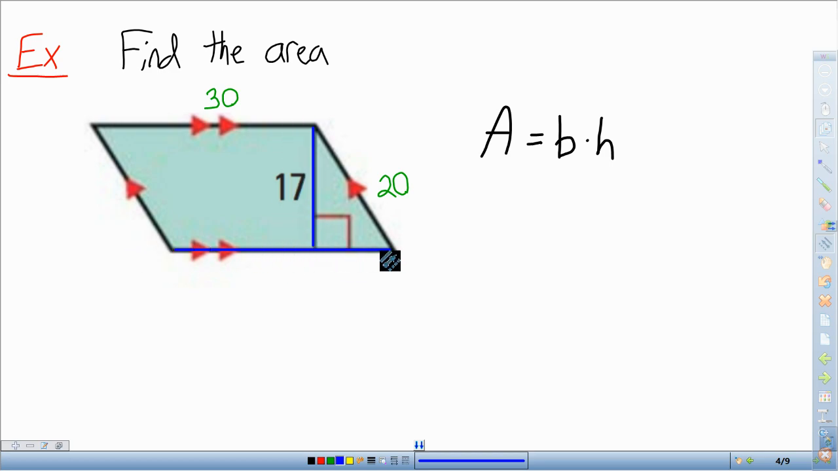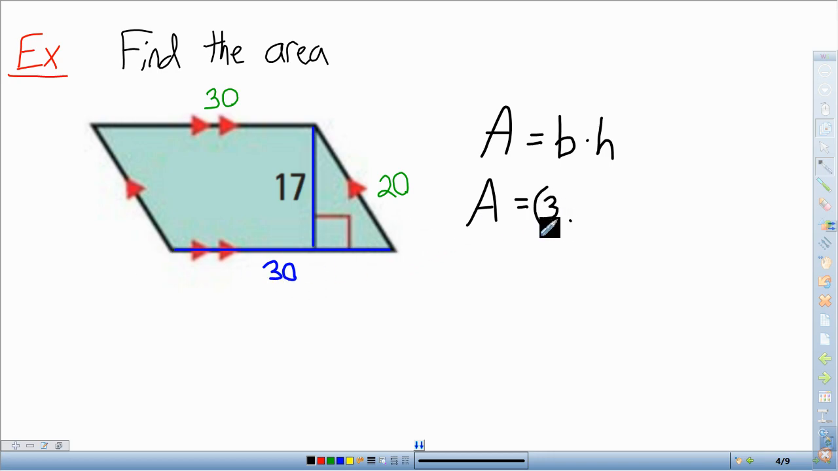What is the base of this parallelogram? There's no number down here. Well, we just have to remember opposite sides of parallelograms are congruent. If this is 30, then this is 30. So there's my base and height. And notice I'm ignoring 20. It has nothing to do with the numbers I'm plugging in. That's really the only tricky part of these problems, making sure you pick the right numbers.